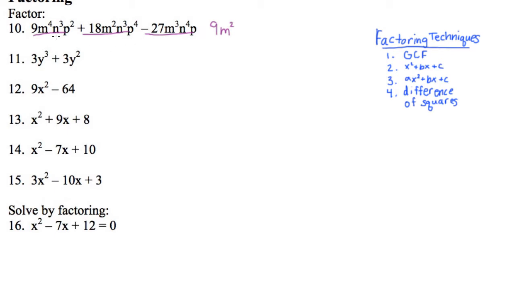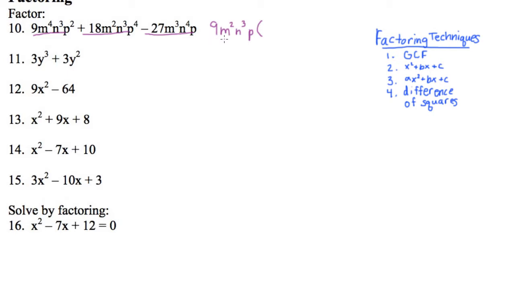Then look at our n's. N cubed, n to the 4th. Well, n cubed is in each one. And then p squared, p to the 4th, p. Oh, that p limits us there. So there's at least a p in each one. So that's what I'm going to pull out to factor out of each of these 3 terms. So then you put your leftovers in parentheses.